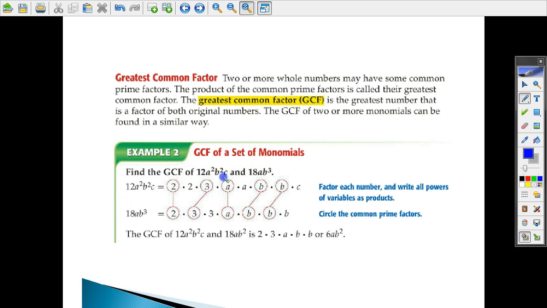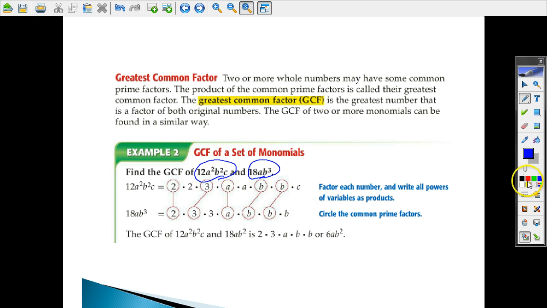So here you have 12a squared b squared c. You have 18ab cubed. Okay, so you're going to find the greatest common factor for these two. All right, so we break down the factors for each term. You have 12 is going to be 2 times 2 times 3. You have a squared, a, a, b squared, b, b, and you have c. So you lay out all the factors. Second term, 18ab cubed. You have 18 is breaking down to 2 times 3 times 3. a, there's only one a, and b cubed is 3 b's.